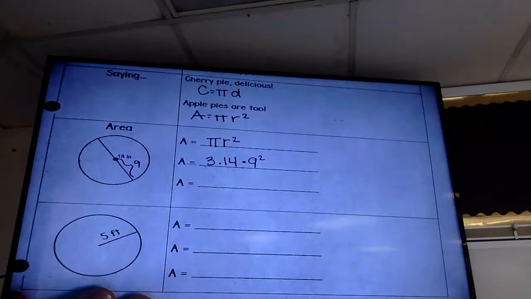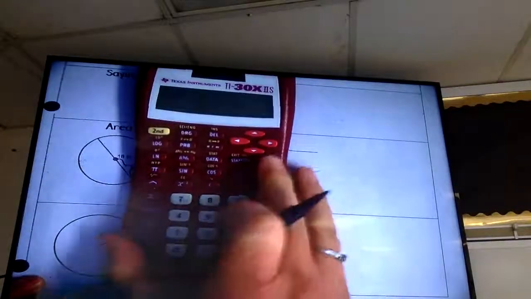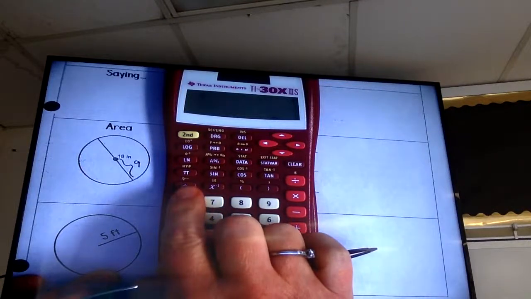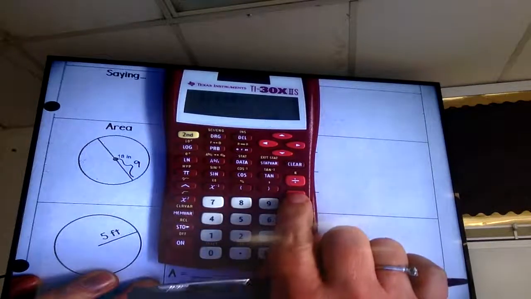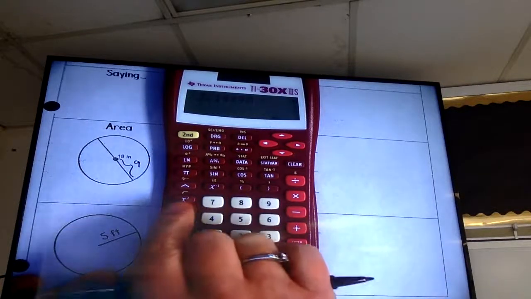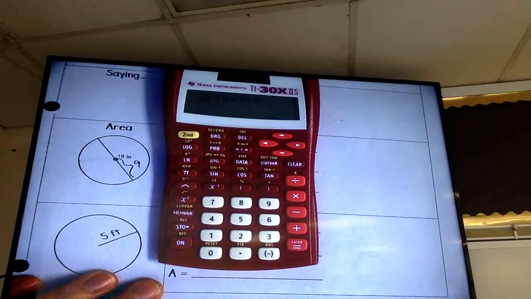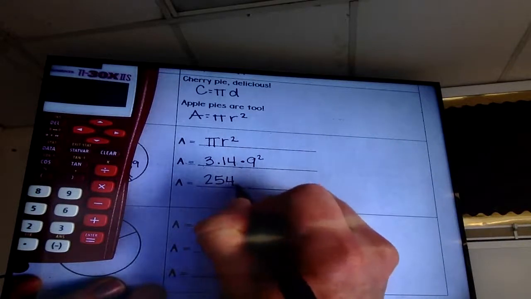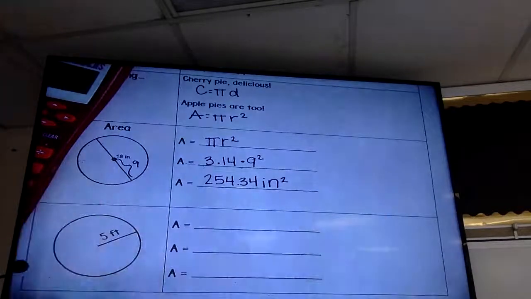Now your calculators are super smart calculators, so you could actually put all of that in. And there actually is an exponent key on your calculator. Here's my squared key, that's even better, the x with the little 2. So I would say 3.14 times 9, x squared, and I'll hit enter, and it will give me my answer, 254 and 34 hundredths. Labeled it inches squared.